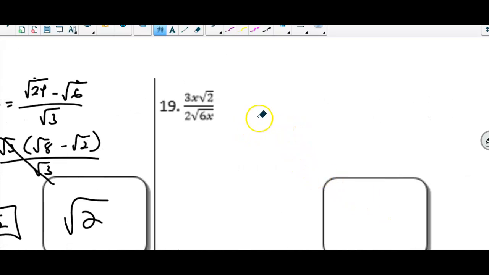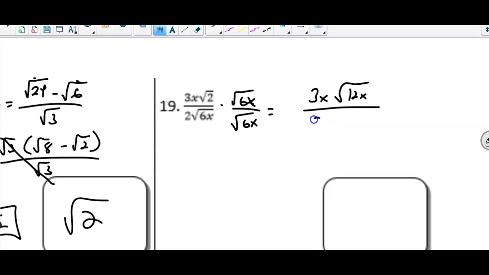Alright, for this last one right here, let's just go ahead and multiply by square root of 6x on the top and bottom. So it's 3x times the square root of 12x all over 2 times 6x, because square root of 6x times square root of 6x is 36x squared, and then the square root of 36x squared is 6x. So does that reduce anything? Yeah, 3x square root of 12x all over 12x. So now the x is canceled, and then 3 out of 12 is 1/4.